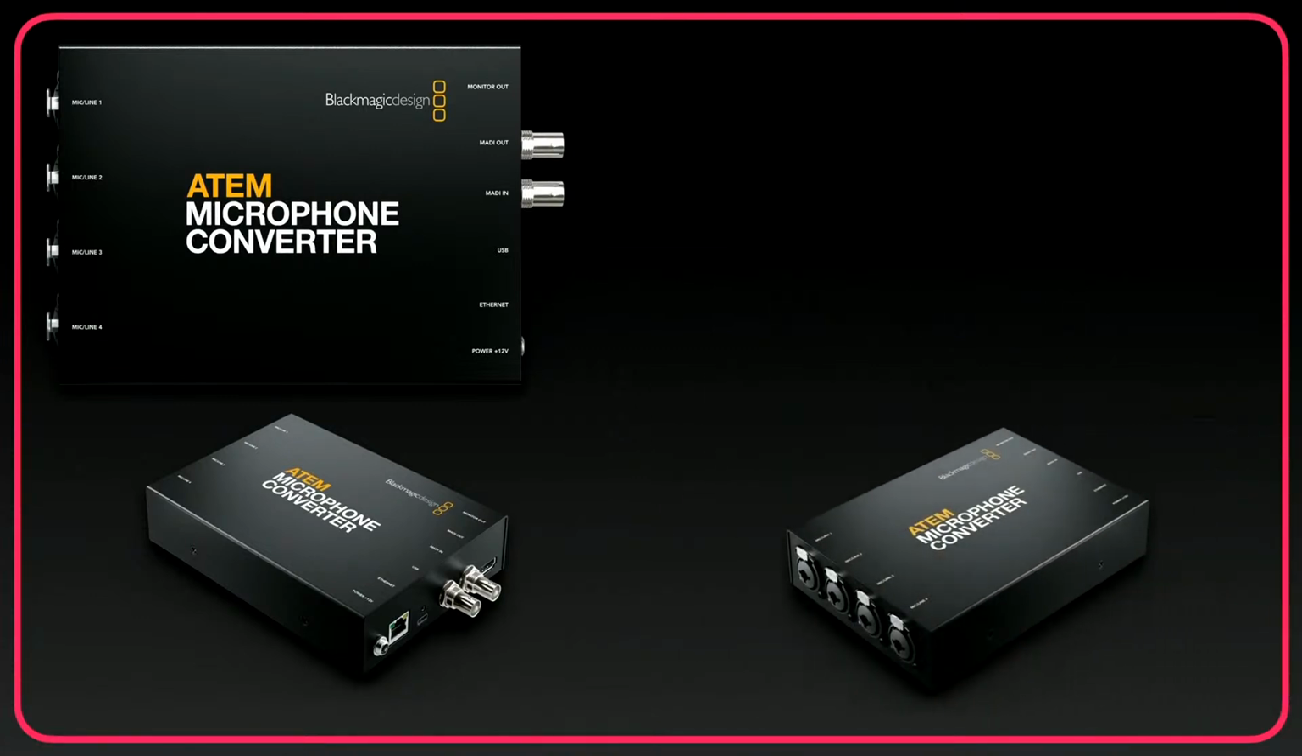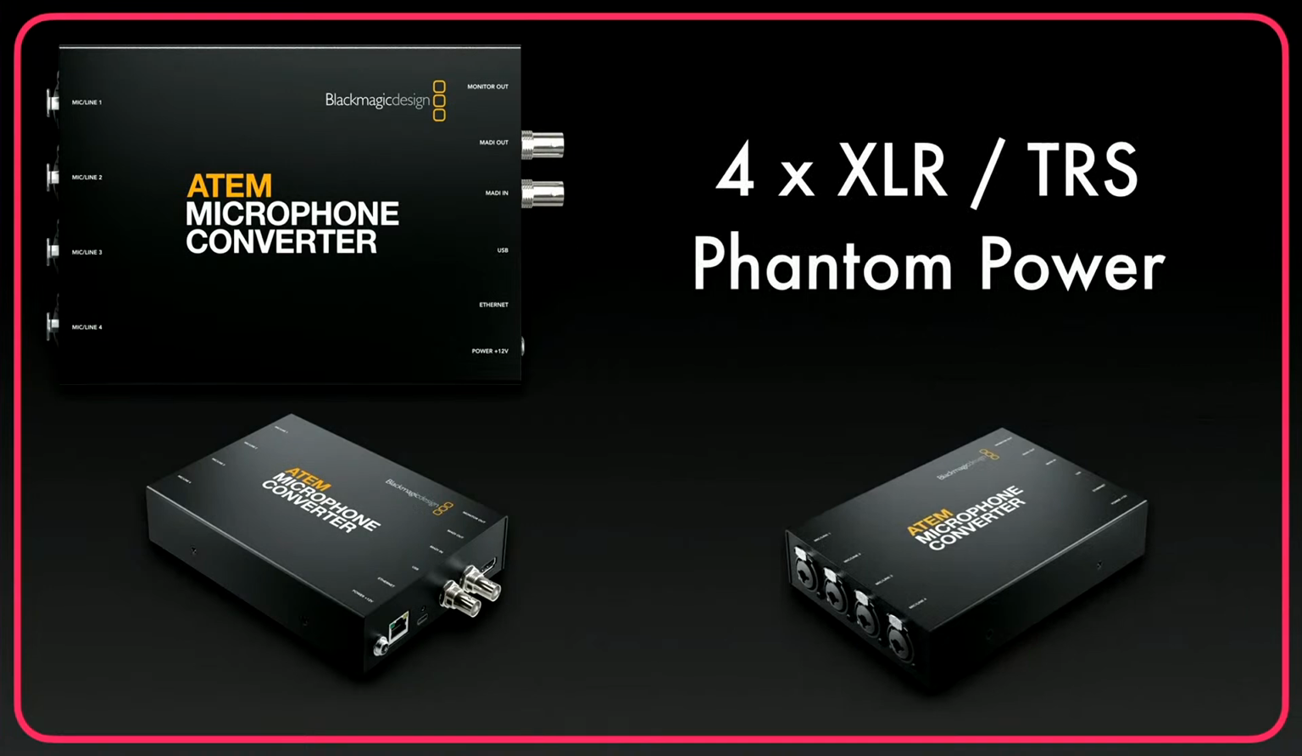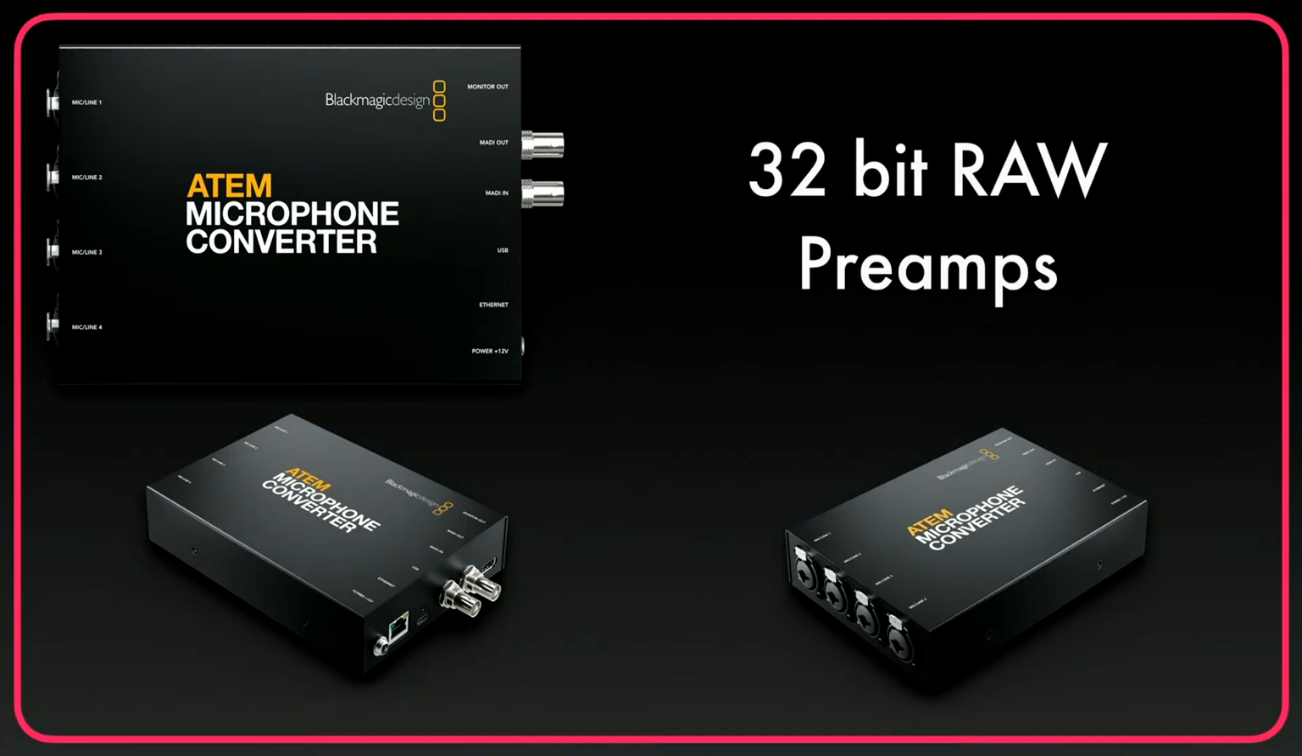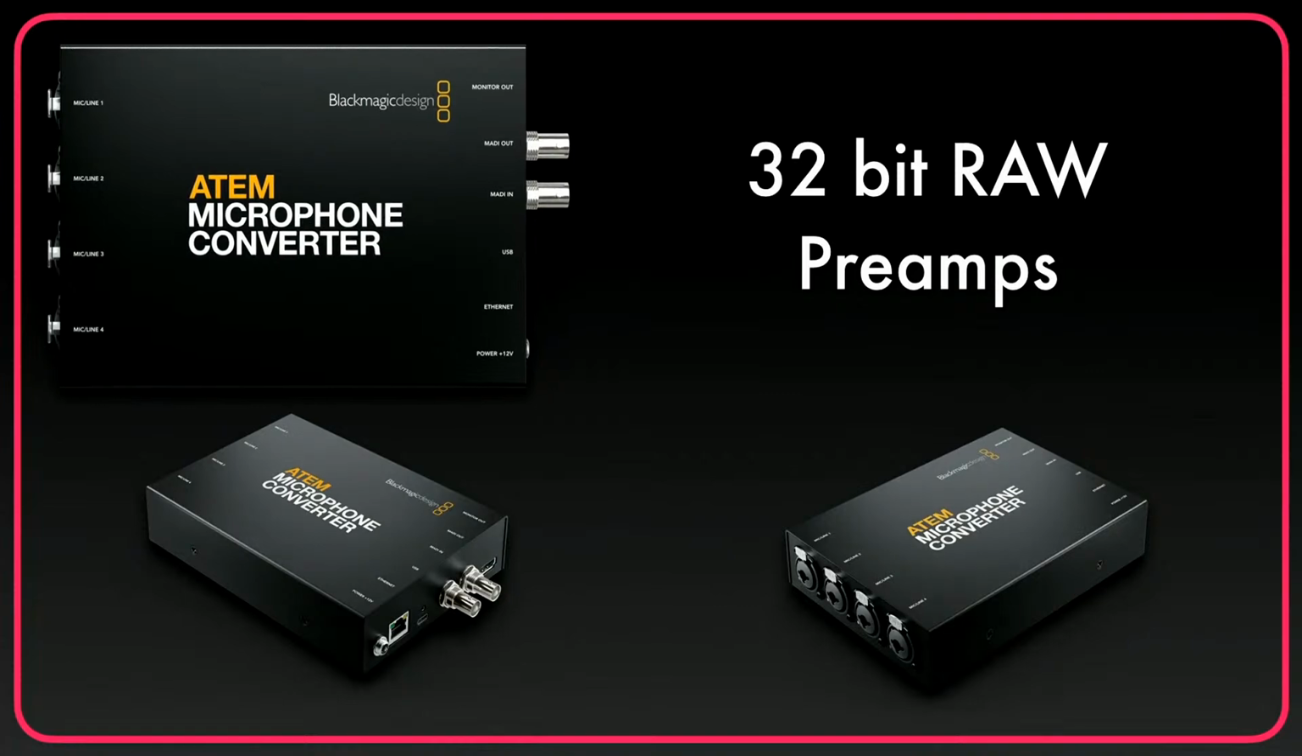Now, the other thing that we have is 4 XLR inputs or TRS. They can be line or mic, and they have phantom power as well, with dip switches on the side for phantom power. Now, it actually has 32-bit raw preamps. Now, we call it floating point, but floating point is actually a bit of a misnomer for this particular product. It technically is floating point at one part, but really it's 32-bit raw. So that's probably a better way of thinking about it.